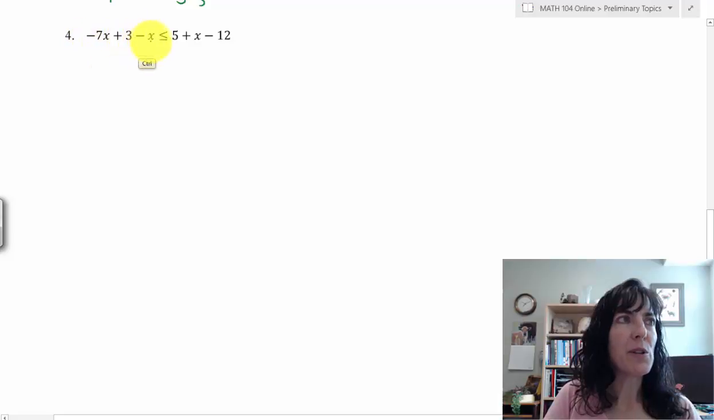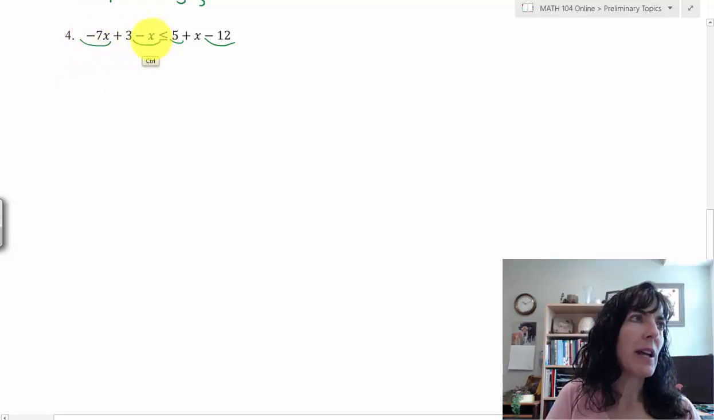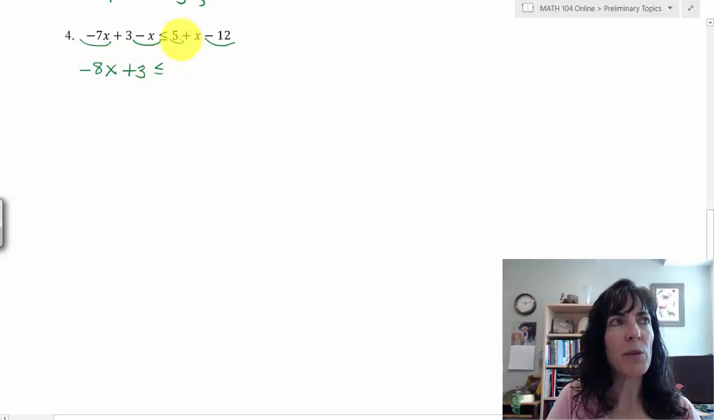Negative 7x plus 3 minus x. I see I have two terms with x on the left-hand side, and on the right-hand side I see a couple of terms with numbers. So I want to combine like terms first before I start to simplify this inequality. Negative 7x and negative x, that's going to give me negative 8x plus 3 on the left-hand side. I have a less than or equal there in the middle.